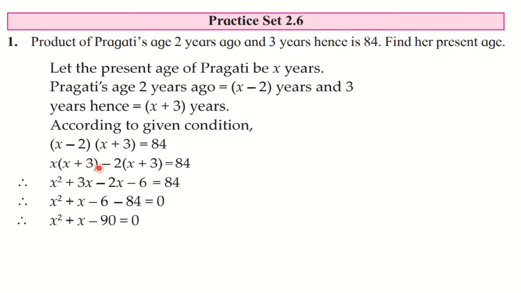So open the bracket here. See here, x is taken and the second bracket is taken as it is, and then minus 2 is taken, second bracket as it is. Or you can skip this step and directly come to this step, multiplying each term by each term. x into x, x square, x into 3, 3x, minus 2 into x, minus 2x, and minus 2 into 3 is minus 6. Okay. So here we can subtract: x square plus x minus 6, and bring this 84 to this side. So the equation is x square plus x minus 90 is equal to 0.